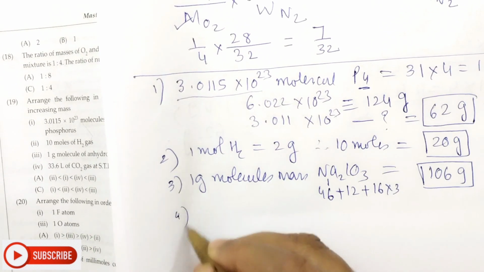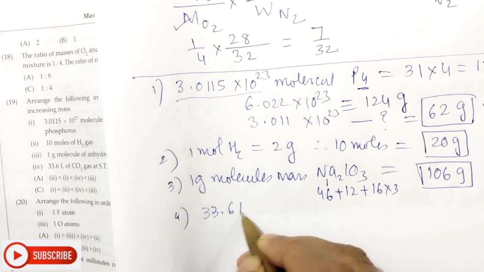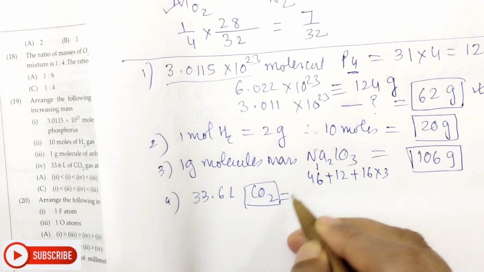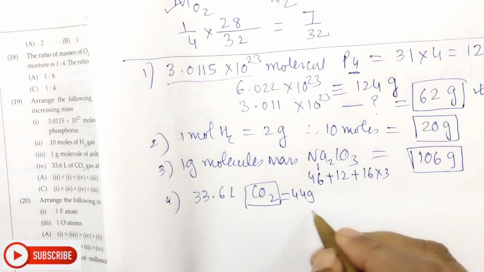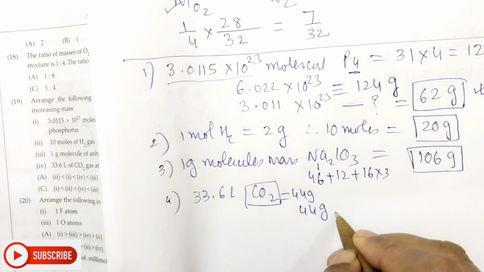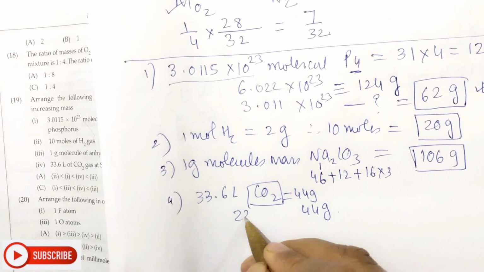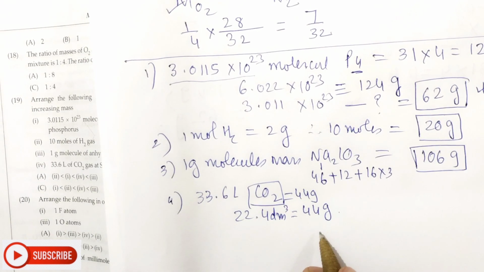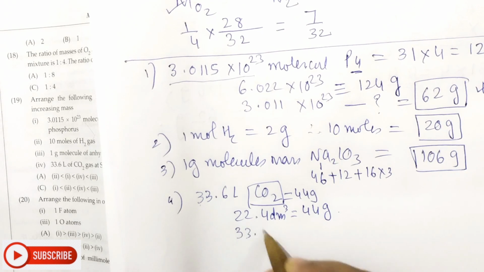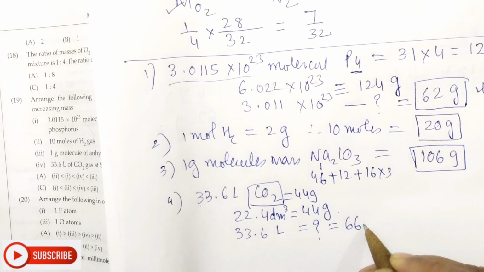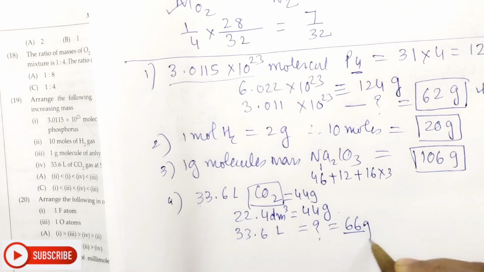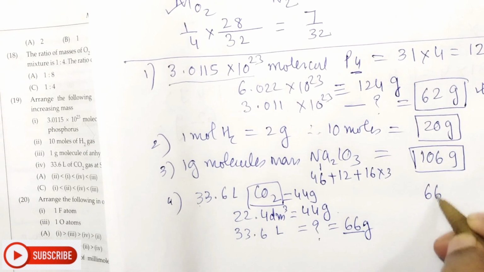See the fourth option. They have given 33.6 liter of carbon dioxide. We know that molar mass of carbon dioxide is 44 gram. So 44 gram of carbon dioxide must occupy a volume of 22.4 dm cube, right students? From our standard equation. So for 33.6 liter or dm cube, how many grams will it be, students? It will be nearly 66 gram, we will take nearly. So here the answer is 66 gram.